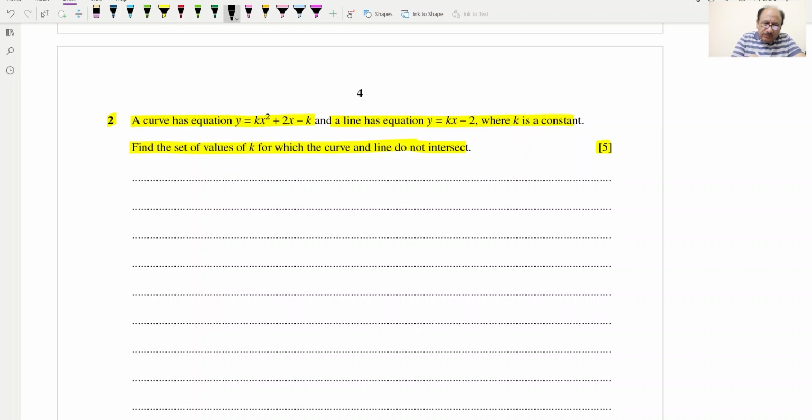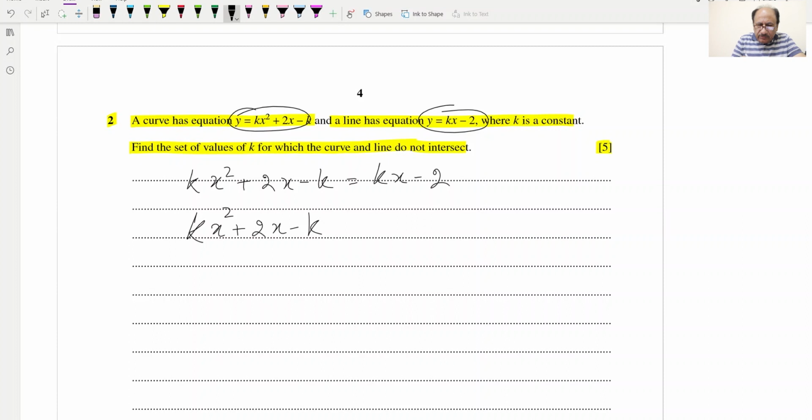So we will take these two equations and equate them, and our equation will become kx squared plus 2x minus k is equal to kx minus 2. Further, we can shift this to the other side, so it will be kx squared plus 2x minus k minus kx plus 2 is equal to 0.